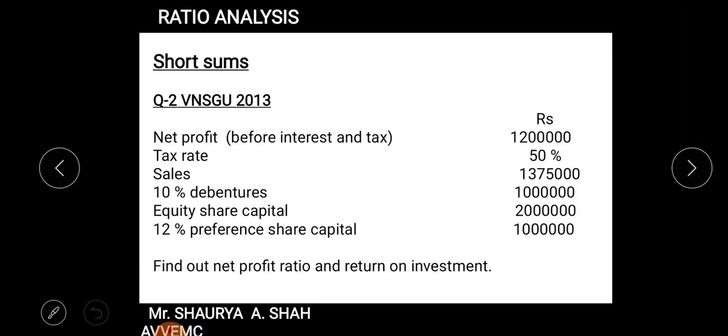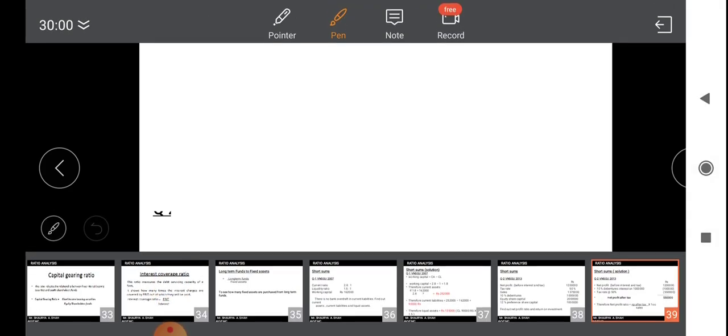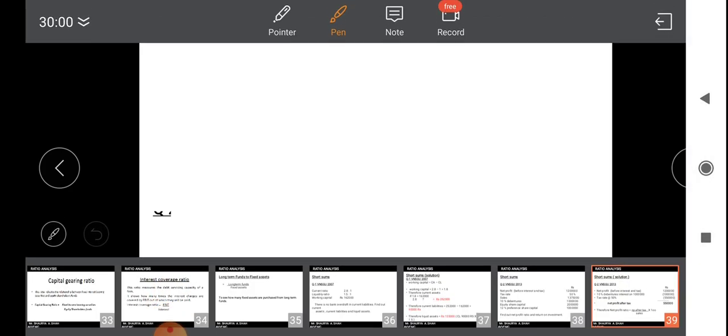Now one more sum for you people. This is your VNSGU 2013. You need to find out.